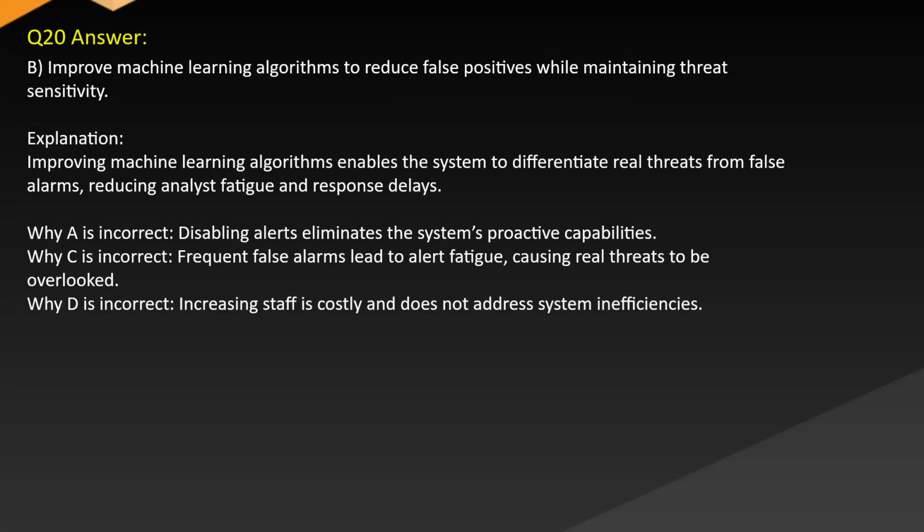Answer: B. Improve machine learning algorithms to reduce false positives while maintaining threat sensitivity. Explanation: Improving machine learning algorithms enables the system to differentiate real threats from false alarms, reducing analyst fatigue and response delays. A is incorrect. Disabling alerts eliminates the system's proactive capabilities. C is incorrect. Frequent false alarms lead to alert fatigue, causing real threats to be overlooked. D is incorrect. Increasing staff is costly and does not address system inefficiencies.